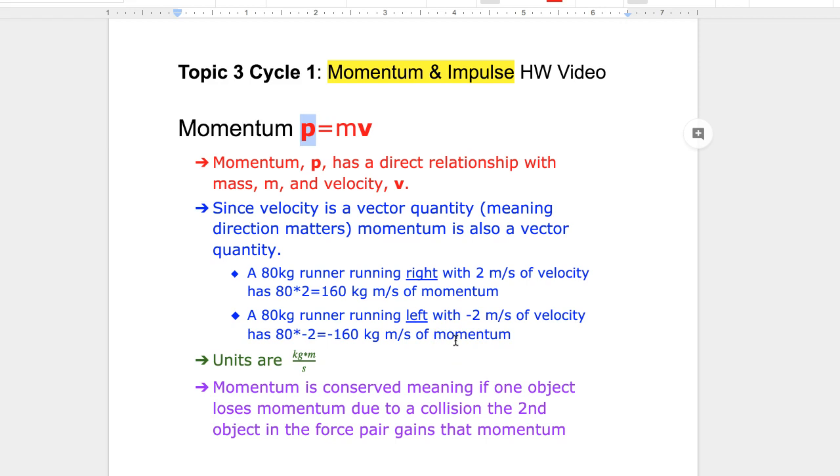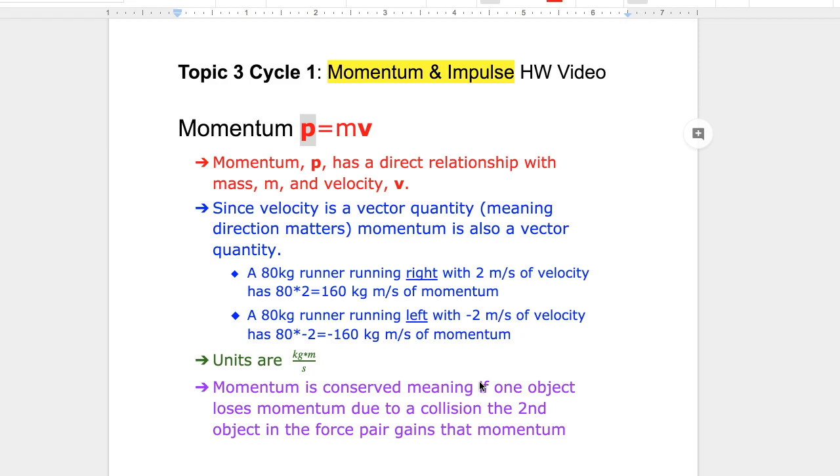Our units are not clean for momentum. Mass has the unit kilogram, velocity in meters per second. So our unit that we're using is kilogram meters per second. Momentum is a conserved quantity, meaning if one object loses momentum due to a collision, the second object in the force pair gains that momentum. So the momentum isn't just lost.